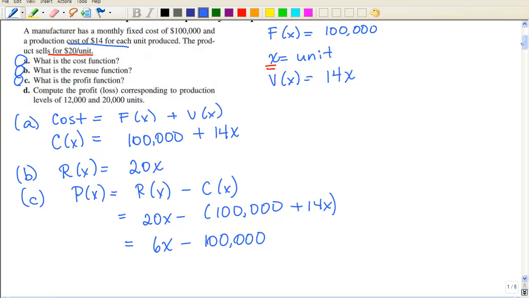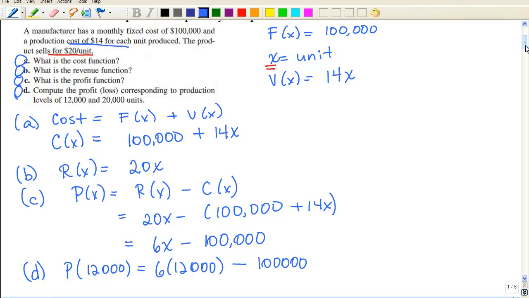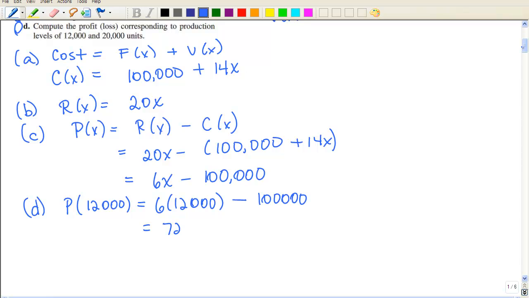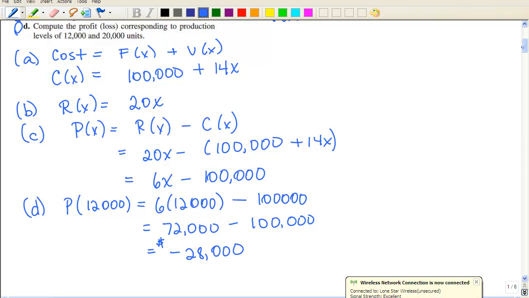minus 100,000. Alright, so part D asks us to compute the profit or loss corresponding to the production levels of 12,000 and 20,000 units. So I'm going to say that profit, if I make 12,000, meaning let X be 12,000, is 6 times 12,000 minus 100,000. Let's see, 6 times 12, that's 72,000 minus 100,000. So that would be a loss of $28,000. That's not good.